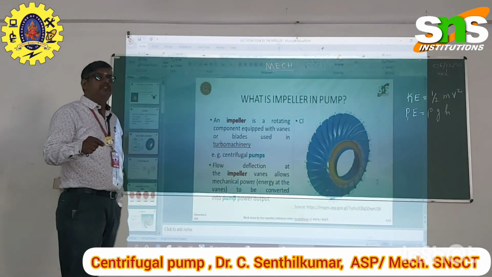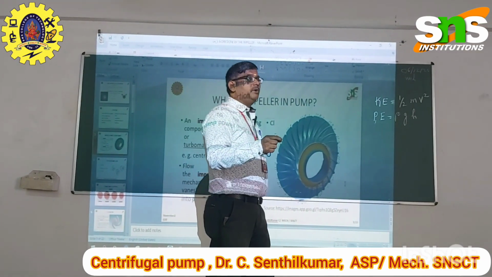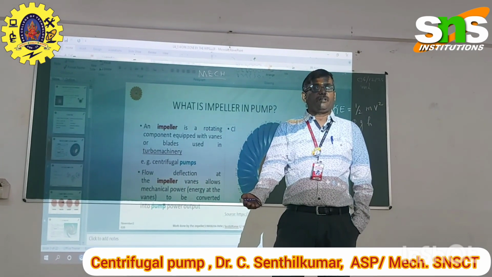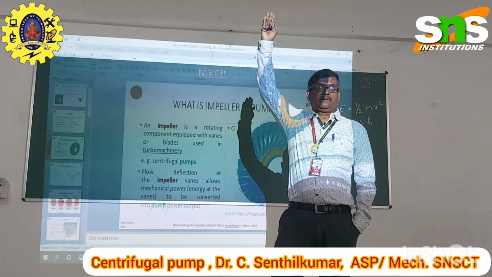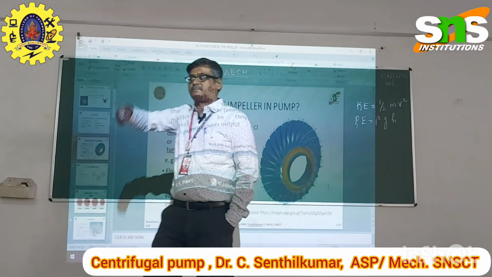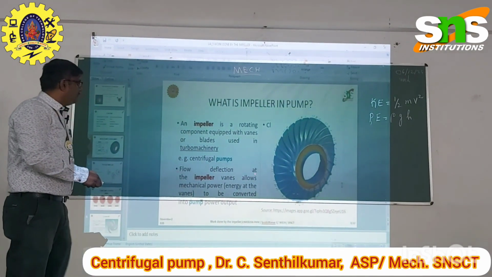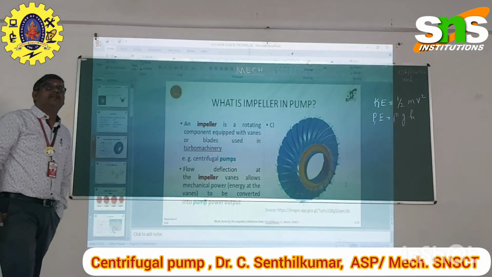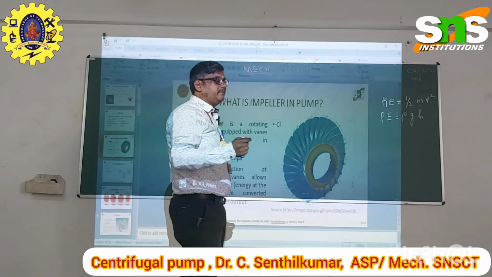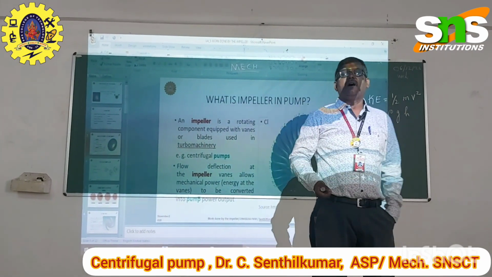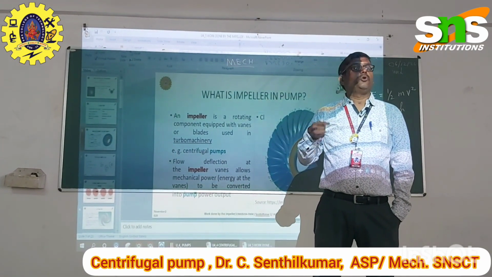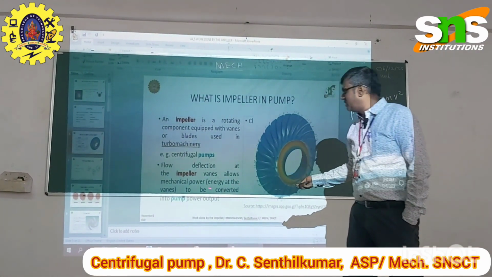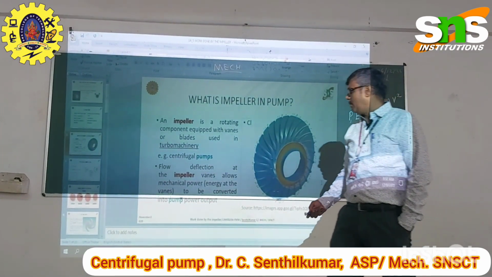In our house we are using a centrifugal pump to suck the water from the sump to the overhead tank. And moreover, flow deflection at the impeller vanes allows mechanical power. As I said, mechanical power is nothing but rising or lowering the velocity, or rising or lowering the pressure. That is an important parameter in the impeller usage. Energy at the vane is to be converted to pump power output.